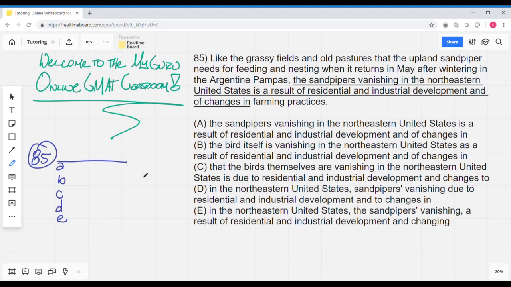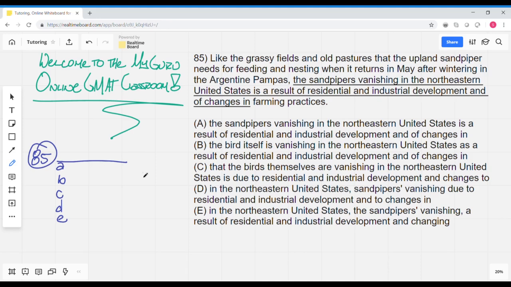So we start by reading the sentence as written and looking for something that might be incorrect. Like the grassy fields and old pastures that the upland sandpiper needs for feeding and nesting when it returns in May after wintering in the Argentine pampas, the sandpiper's vanishing in the northeastern United States is a result of residential and industrial development and of changes in farming practices.